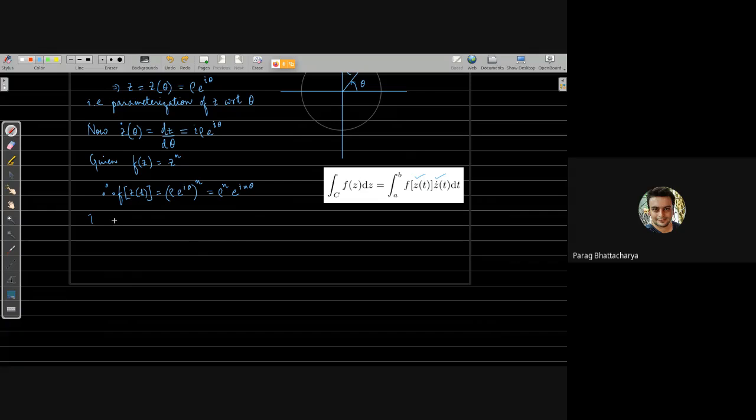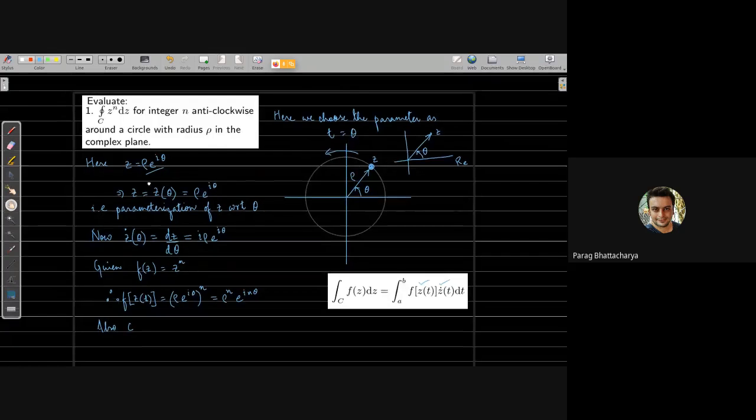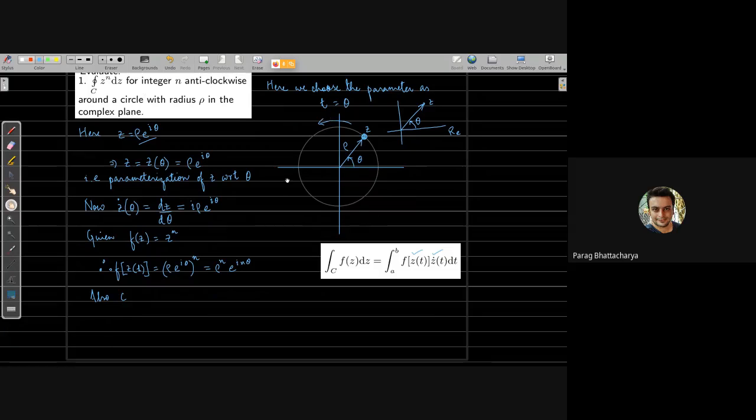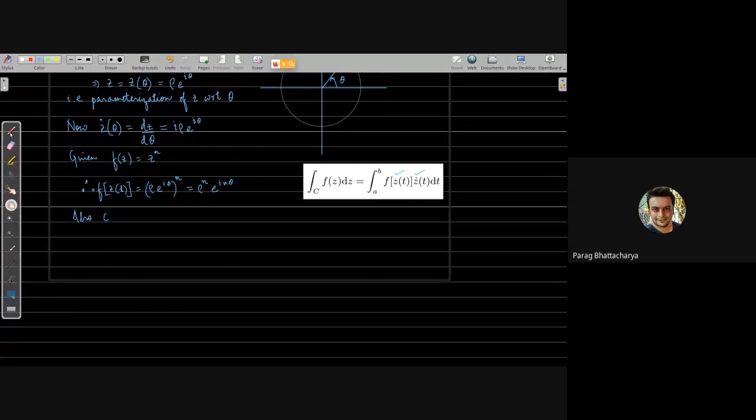Let me write down one more thing. Also, what is c? c is a curve. It's a circle, no? It's a circle of radius rho in the complex plane. So this curve c is a circle of radius rho.